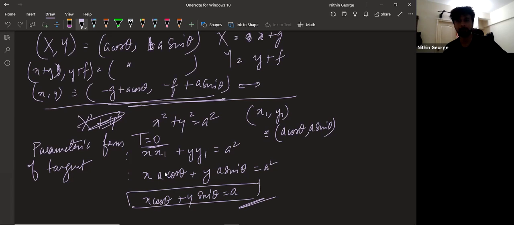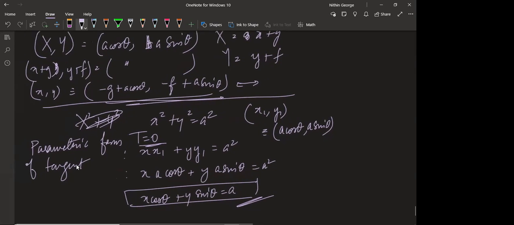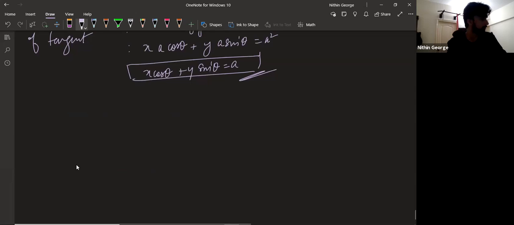All right, guys, any doubts here? No, sir. Okay, so we have the parametric form of our tangent with us. Slope form, parametric form, all sorted.